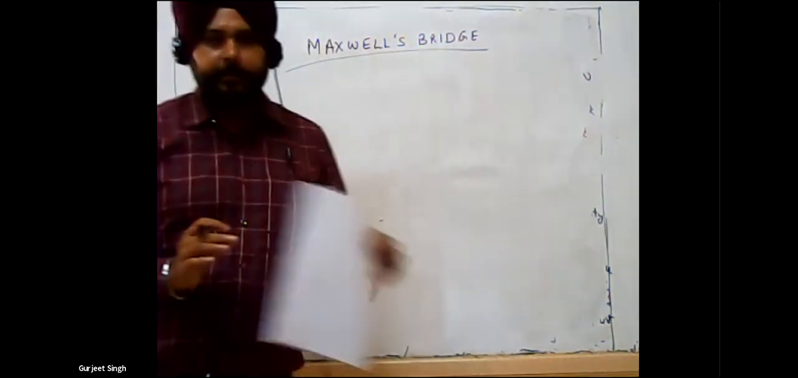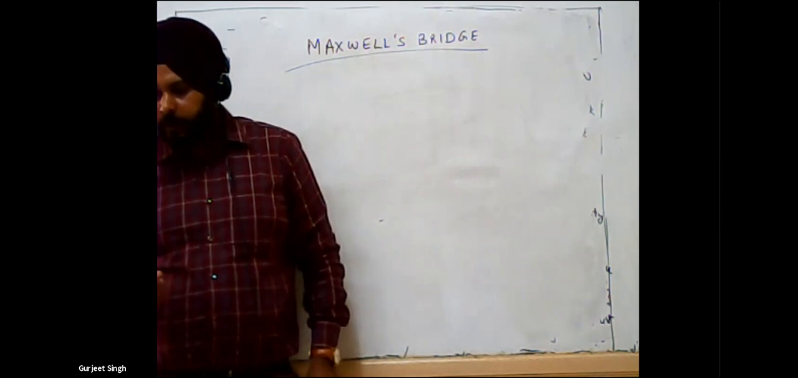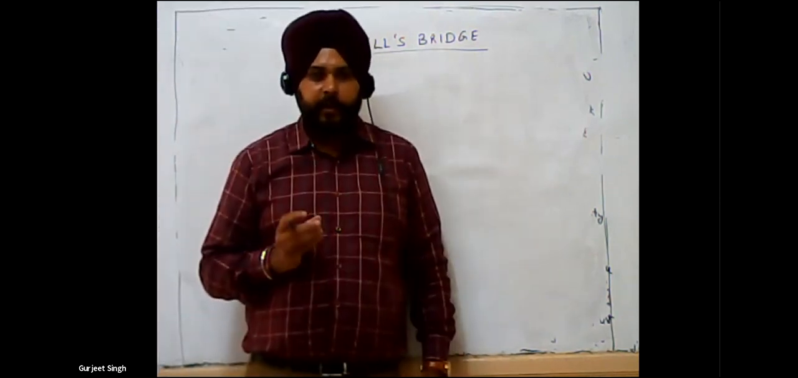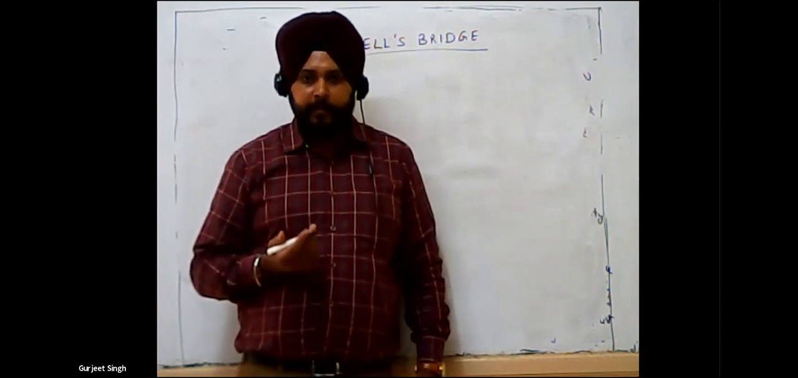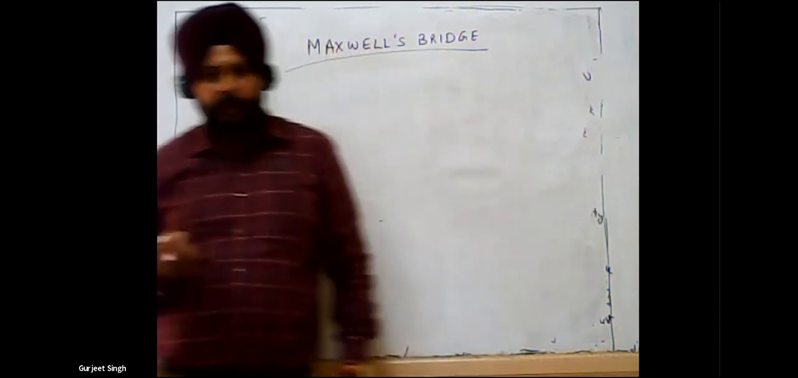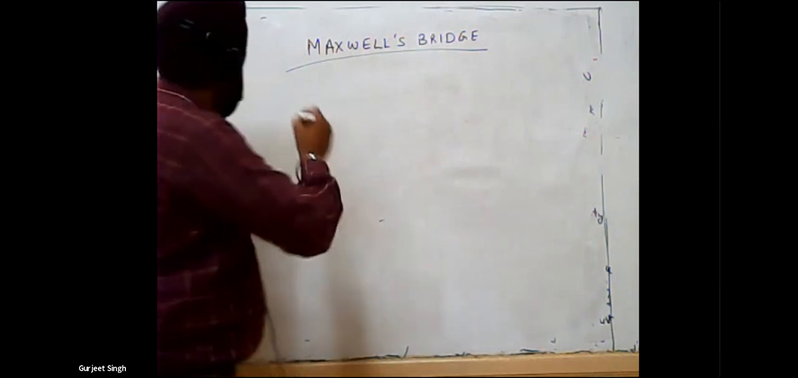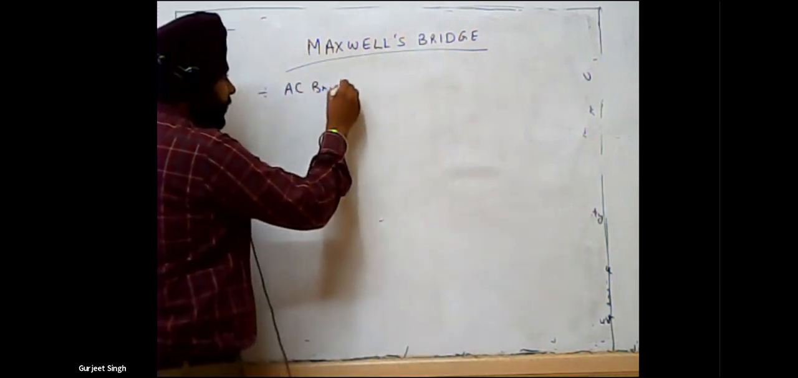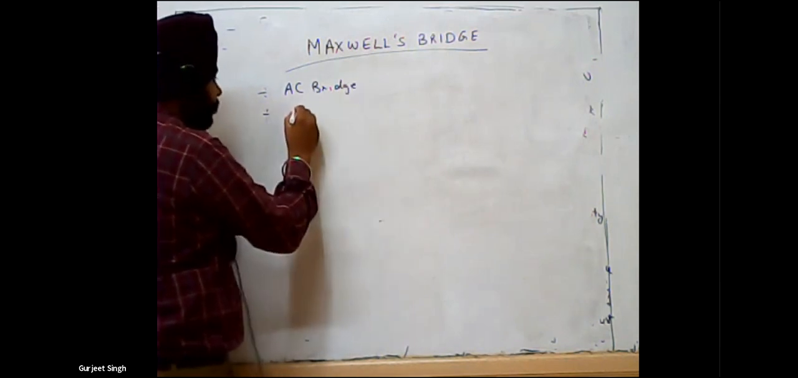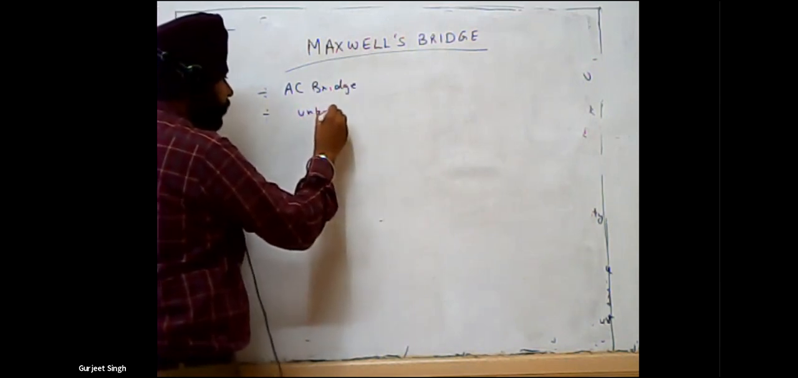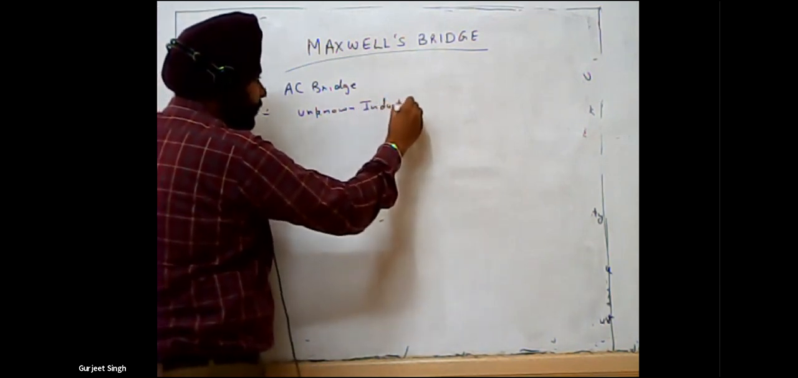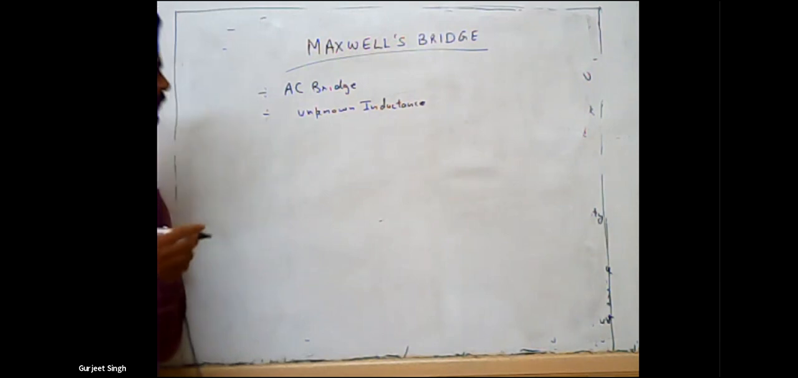So the Maxwell bridge is basically used to find out the value of the unknown inductance. We will find out the value of inductors with the help of the Maxwell bridge. This is a very important bridge because, first of all, it is an AC bridge, and it is used to find out the value of the unknown inductance.